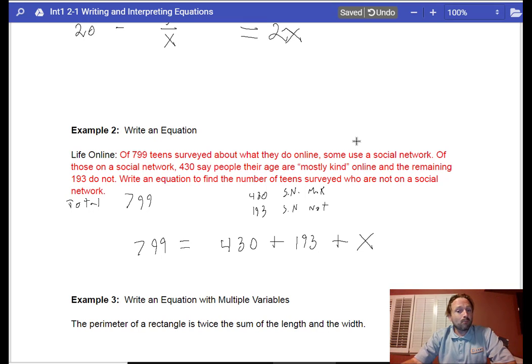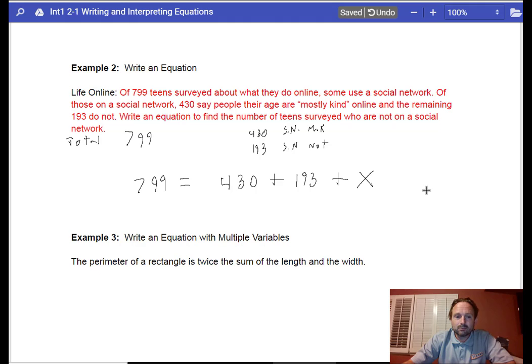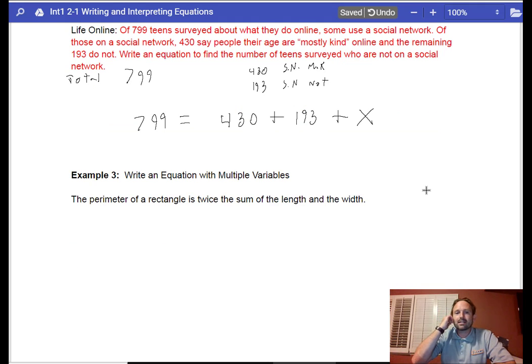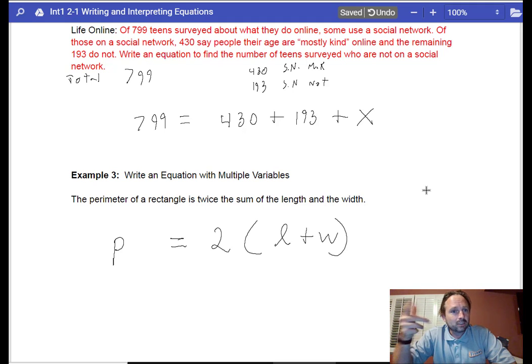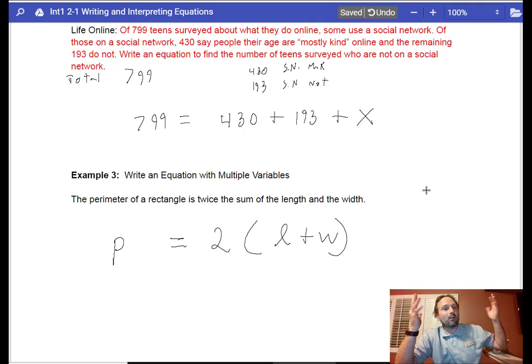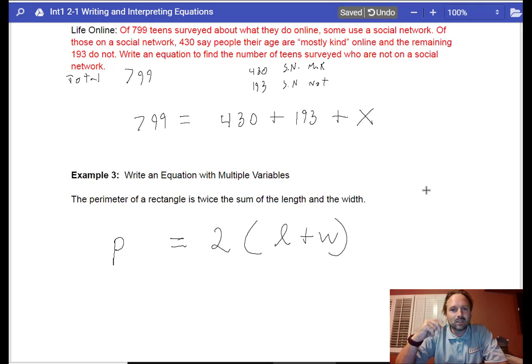All right, let's go on. Write an equation with multiple variables. The perimeter of a rectangle is twice the length and the width. So perimeter is twice the sum of the length plus the width. Well, that's an equation. Well, that's a formula. And we're going to learn later in this chapter how to solve formulas if we don't have numbers. That's a literal equation, and we'll get to that. But let's go on.